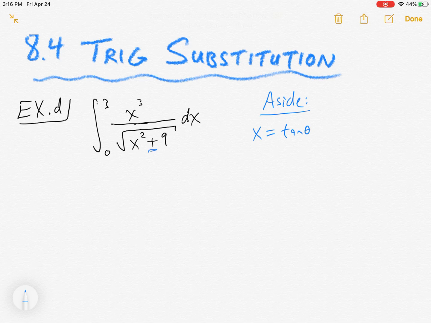So for x, we can build this thing, and we should be able to simplify it out. So this is a tangent one. So x is tangent theta, and the reason for that is that plus sign there. Remember, a plus kind of gives it away as being a tangent. And oops, I forgot my 3 tangent theta, because that 9 there makes our a 3. Get right into it and do dx is 3 secant squared theta d theta.